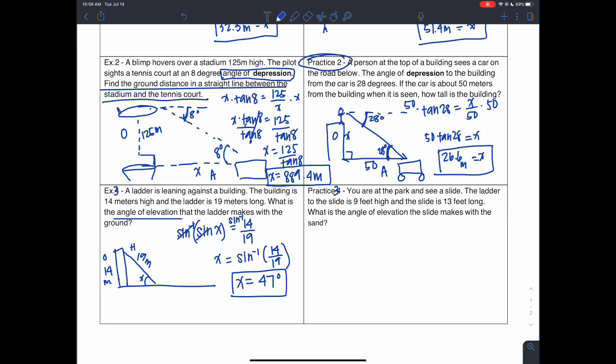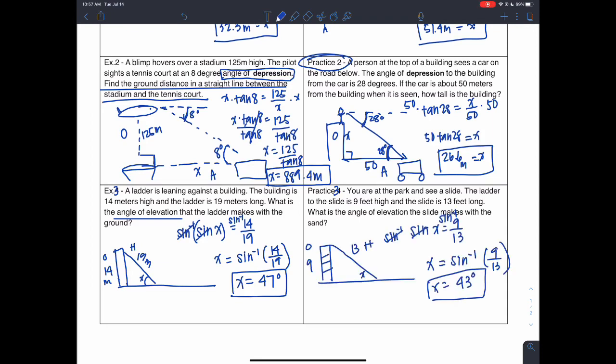Now I would like everyone to try practice 3. Everybody was able to get x equals 43 degrees. Now remember, for a slide, the ladder goes vertically. So here, the ladder is this 9. And then the slide will be our hypotenuse.